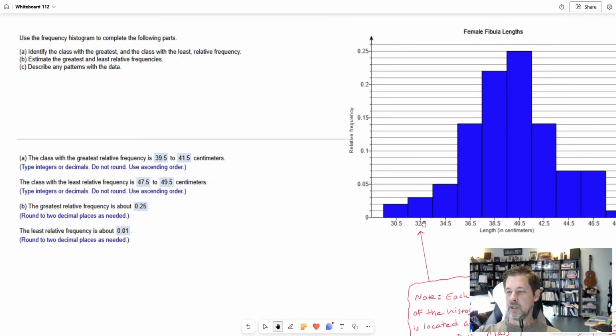And the class width is 2. Notice how each midpoint is 2 spaces from any others on any other side. And so from edge to edge of each of these bars is 1.